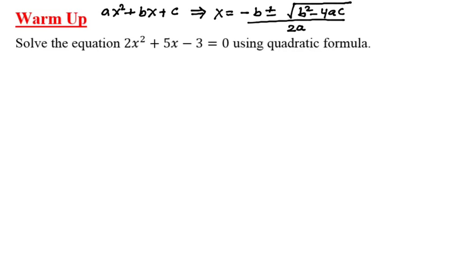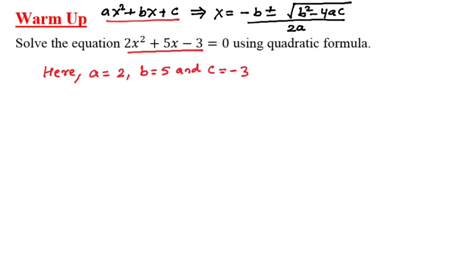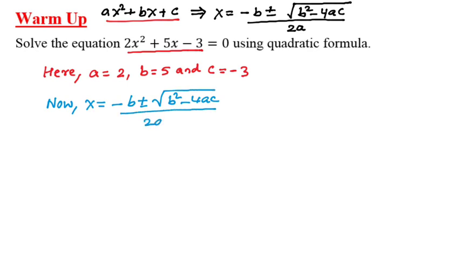So first, by looking at this equation here, we'll find the values of a, b, and c. So here, in place of a, ax squared, that is 2. Then bx, so b is equal to 5. Then we have plus c here in this equation, and in place of c we have negative 3 here. Now we use our formula, x equal to negative b plus or minus the square root of b squared minus 4ac all divided by 2a.